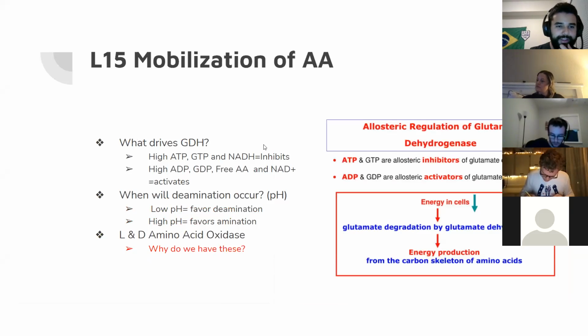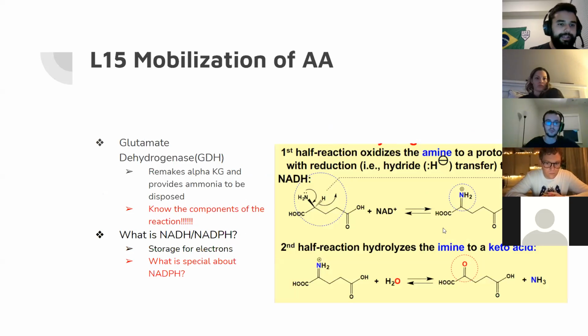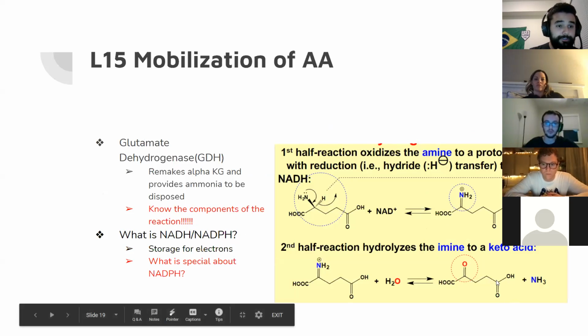Okay, so what drives glutamate dehydrogenase? When we have high ATP, GTP, and NADH, GDH is actually going to be inhibited. When we have high ADP, high GDP, free amino acids, and NAD plus, this actually activates this pathway. And remember when I said that keto acids are pretty important for creating energy and ATP in different pathways, right? When we're talking about the importance of keto acids, alpha ketoglutarate is going to be really, really important for some of these pathways.